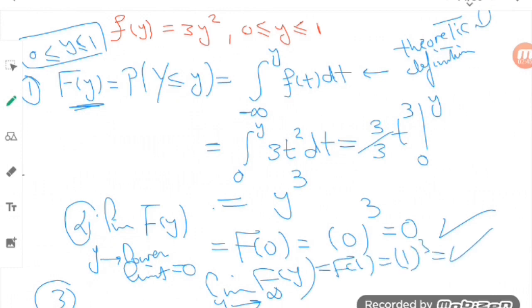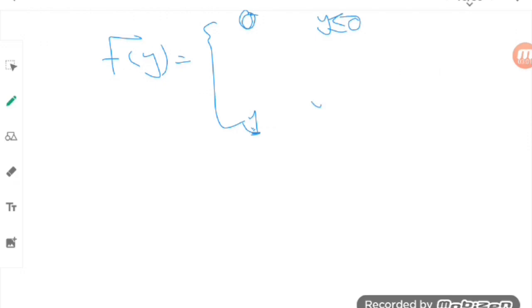So at the end, we write capital F of y in the complete form that starts from 0 and ends up to 1. Here it is 0 when y is less than or equal to 0, and 1 when y is greater than or equal to 1. And while y is between 0 and 1, the capital F of y equals y to the power 3.